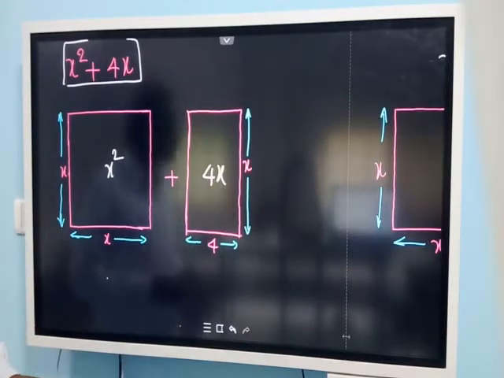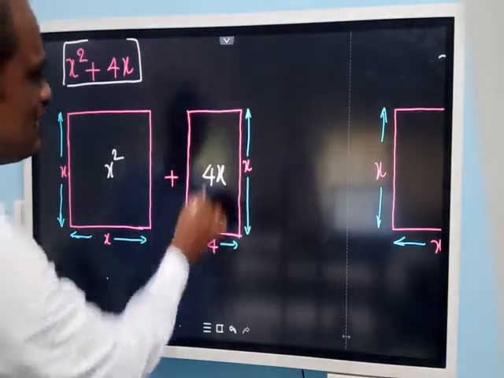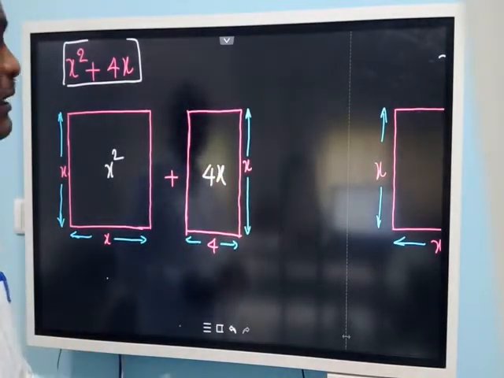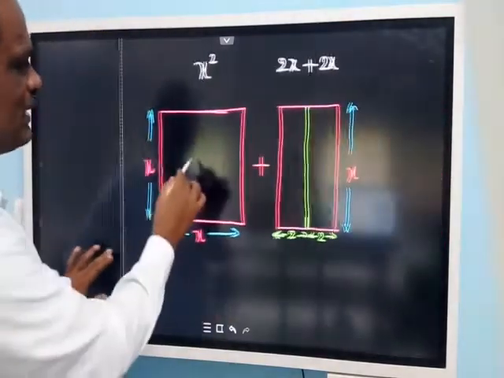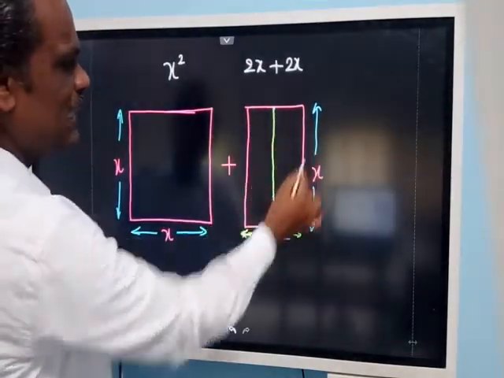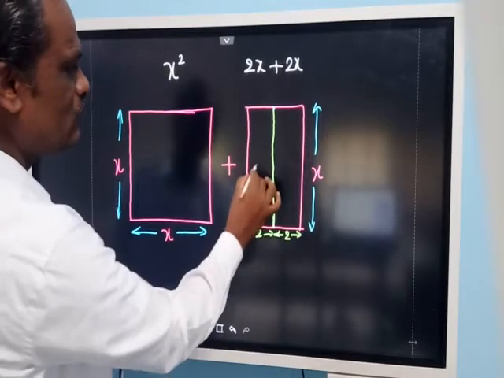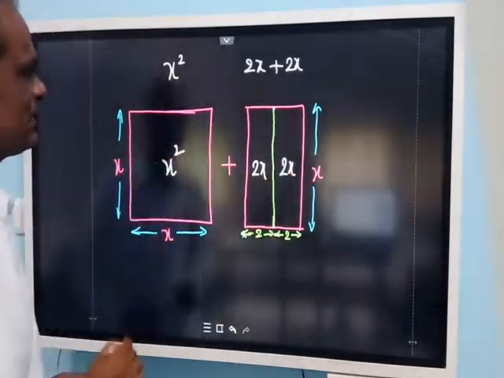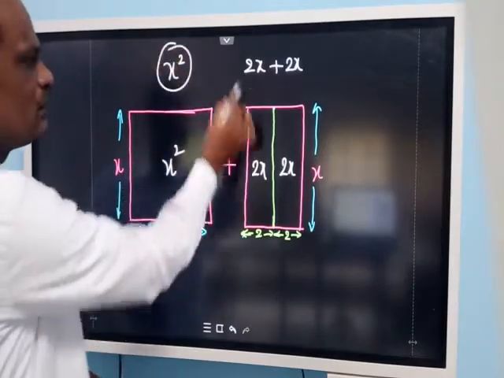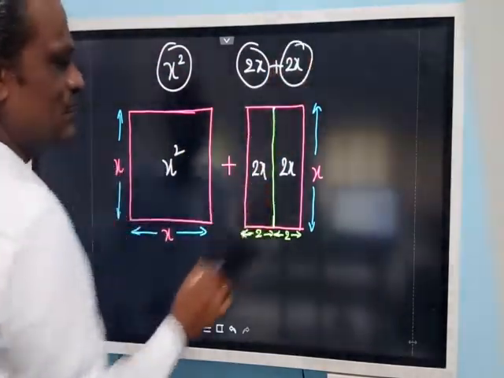Now, as we did in the method of completion of square, divide this into two equal parts. So then what happens? It will become like this. X square, and this rectangle becomes x into 2, this also x into 2. This area will be 2x, this area also will be 2x, and this area is equal to x square.